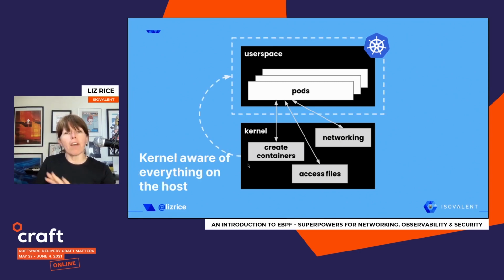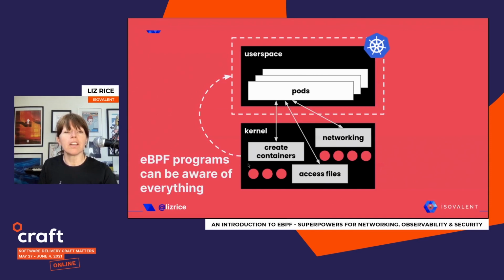So if the kernel is aware of everything that's happening across that whole machine, and if we can insert eBPF programs and attach those to events inside the kernel, eBPF programs can be aware of basically everything that's happening inside those pods across the whole machine. And we can write user space code to communicate with those eBPF programs and bring all that information together in really useful ways. This is how the eBPF-based generation of networking and observability and security tools are being built.